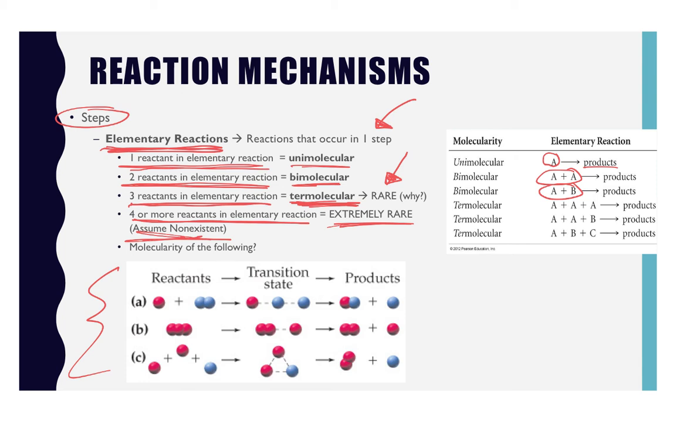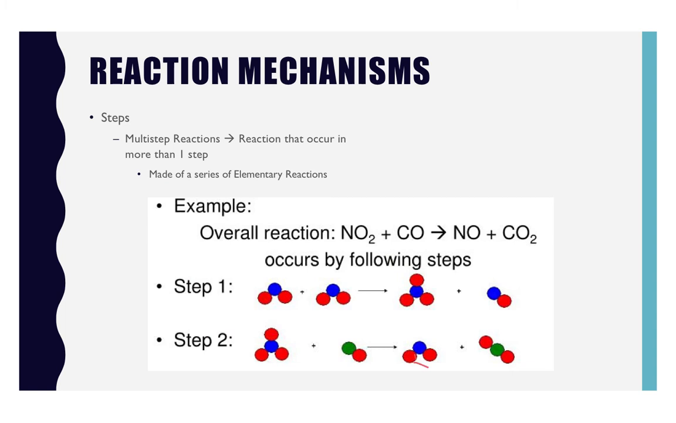All right, so in order to figure this out, you just simply look at how many reactants you have in the elementary reaction. We know these are elementary reactions because they happen in one step. There's only one transition state in between them. There's not multiple. So two reactants, this would make this bimolecular. One reactant, that would make this unimolecular. Three reactants, this would make that termolecular.